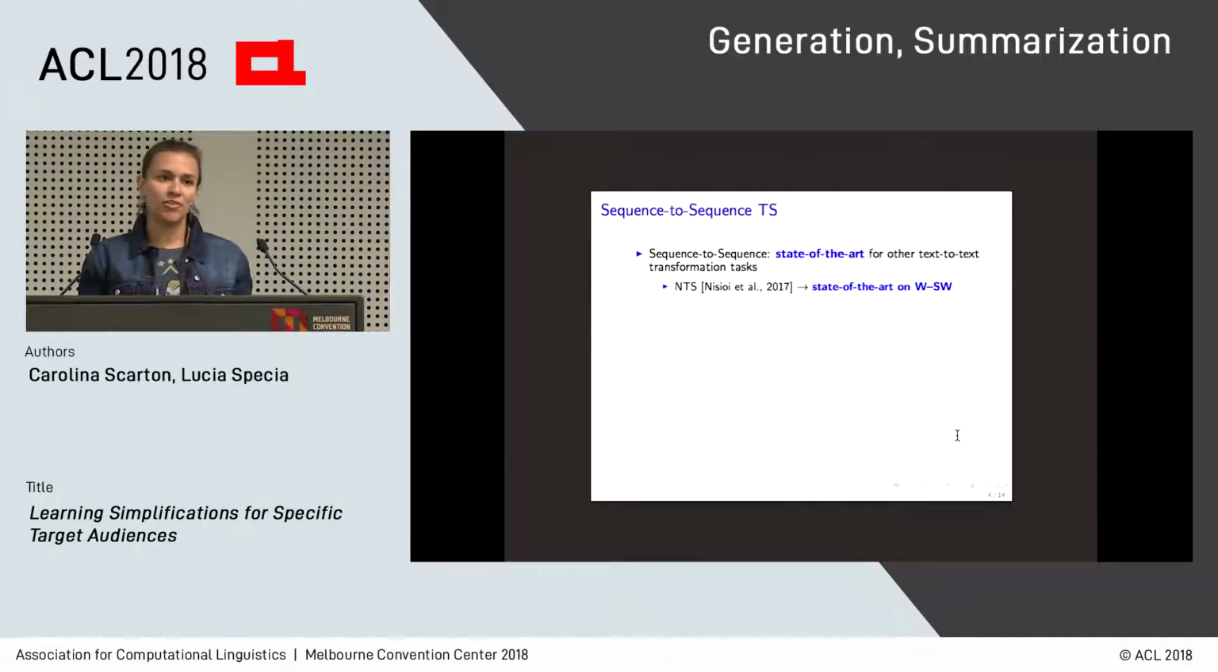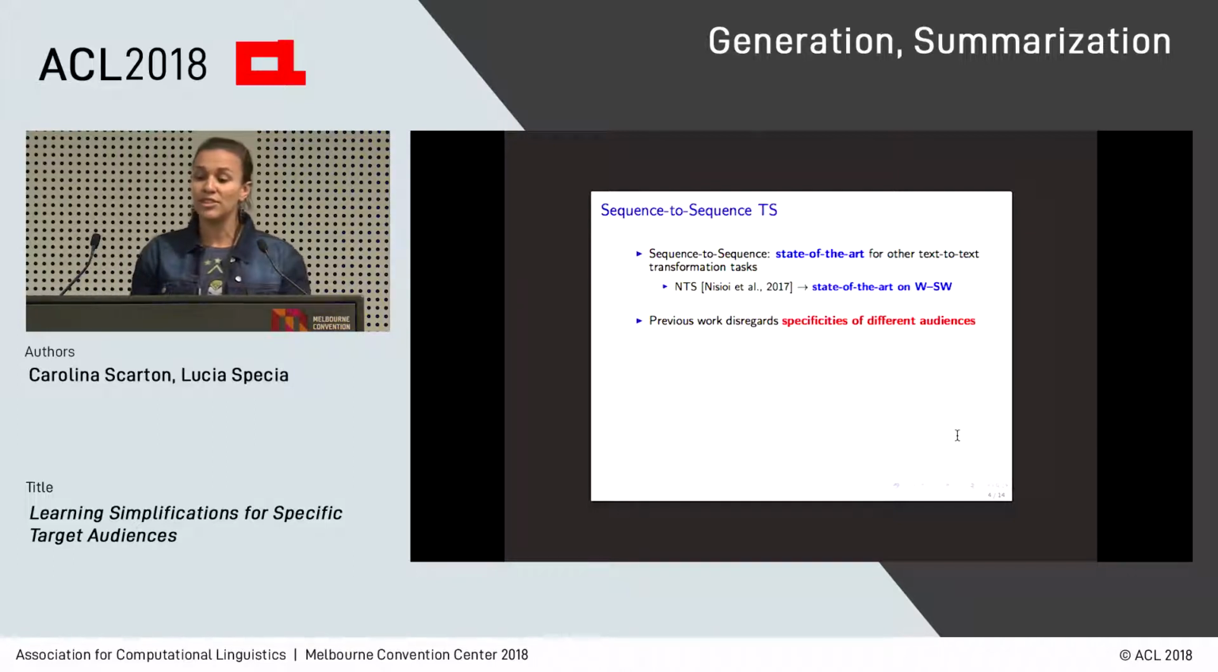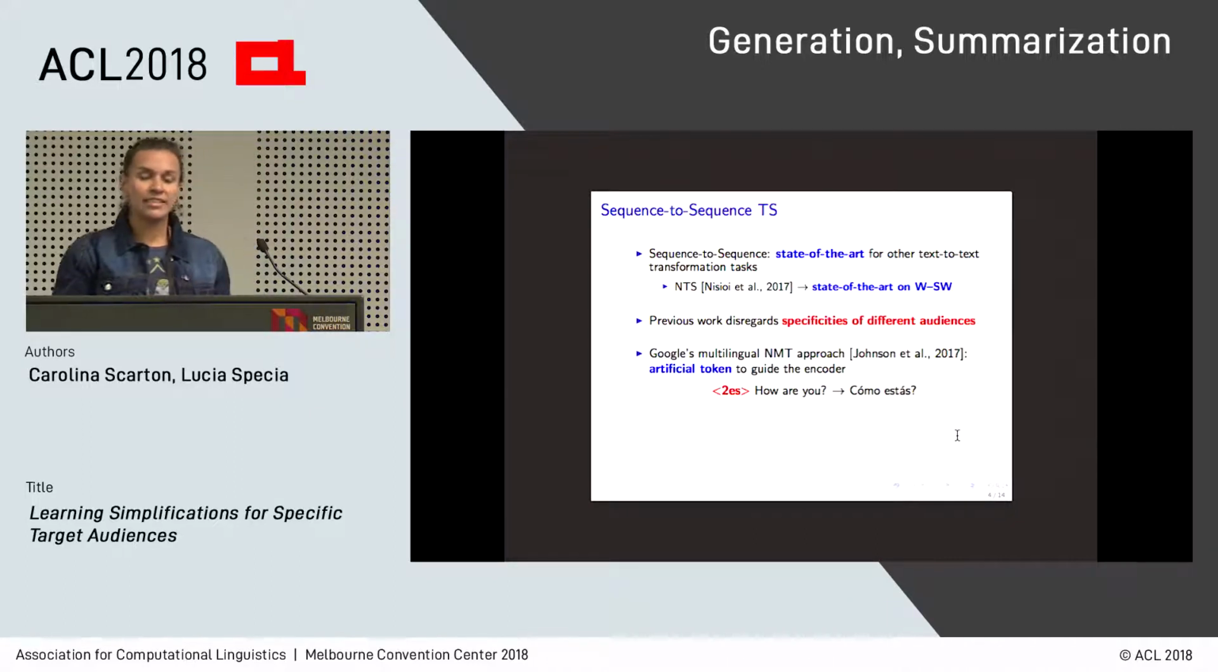The sequence-to-sequence approach for natural language processing is the new state-of-the-art for several tasks. It's no different for text simplification, so the NTS system is the new state-of-the-art for the Wikipedia and Simple Wikipedia data set. However, in all this work, they didn't take into account the specifics of different audiences. Because the Wikipedia data set didn't have this information, they didn't account for that. But now that we have a data set with such information, we could try to explore it.